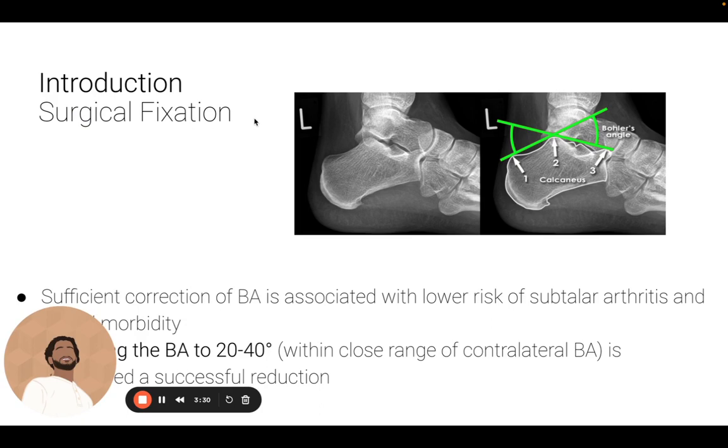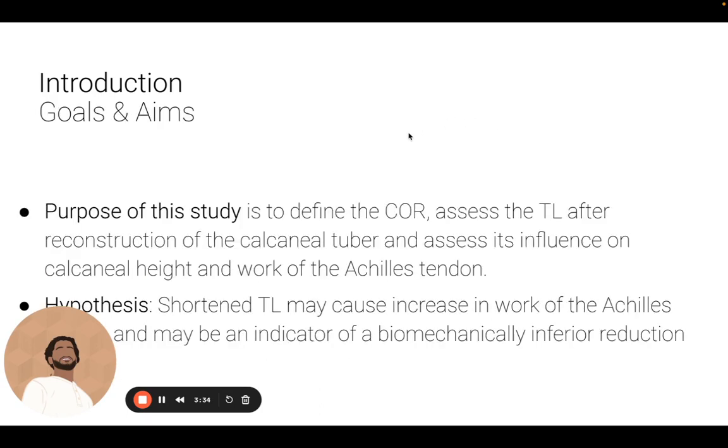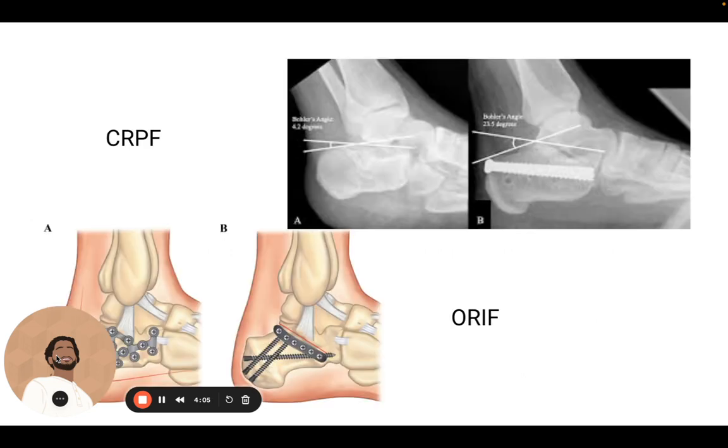So ideally, a successful reduction should improve that angle to be within a very close range of the contralateral Bohler's angle. The purpose of this study is to define the center of rotation of the talus, assess the tuber length after the reconstruction of the calcaneal tuber, and assess its influence on the height of the calcaneus and also the work on the Achilles tendon. Our hypothesis is that a shortened tuber length may cause an increase in work of the Achilles tendon, which would result in a biomechanically inferior reduction. Essentially, that's what we are trying to further investigate. Here's an example of the two different types of fixation you can do with calcaneus fractures. You can either do an ORIF or CRPP.